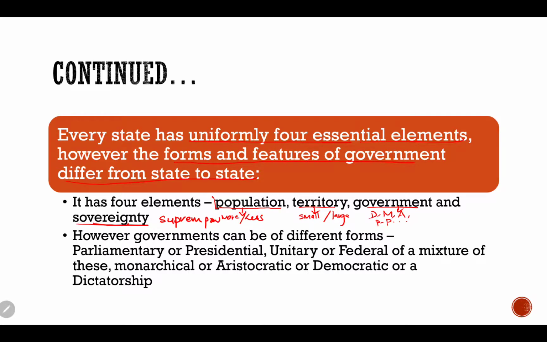Every state has uniform elements, that is population, territory, government and sovereignty, but their forms and features differ from country to country or state to state. Government can take different forms such as parliamentary and presidential, unitary, federal or a mixture of these, monarchical, aristocratic, democratic, or dictatorship.